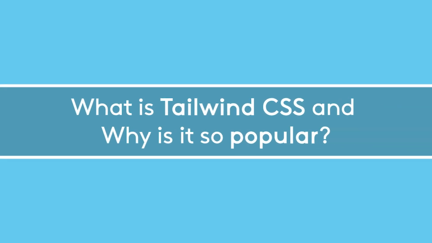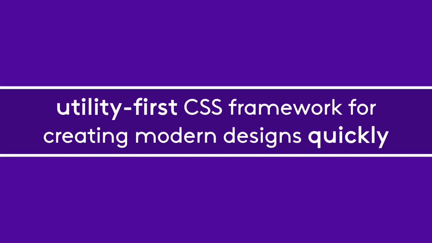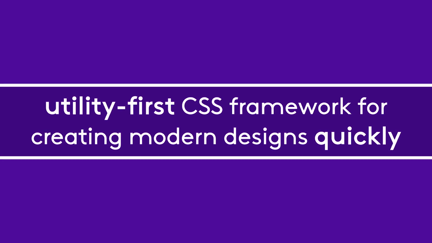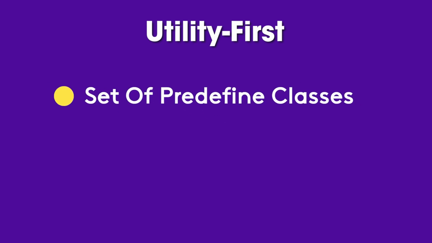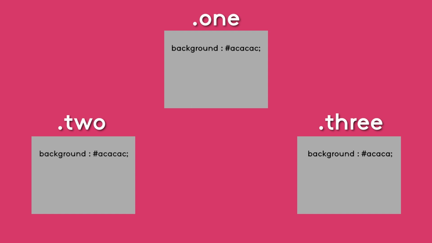So what is Tailwind CSS and why is it so popular? Tailwind CSS is a utility-first CSS framework for creating modern designs quickly. In this definition, utility-first means it provides a set of predefined classes which usually apply a single style. For example, I want to set a gray background to these 3 divs. One way is you define 3 different classes for divs and add a background property in each class, which is not a good way to use CSS.